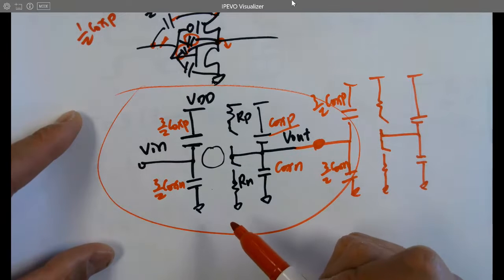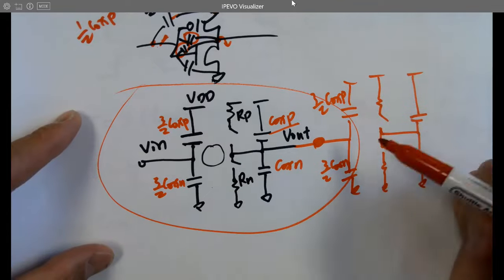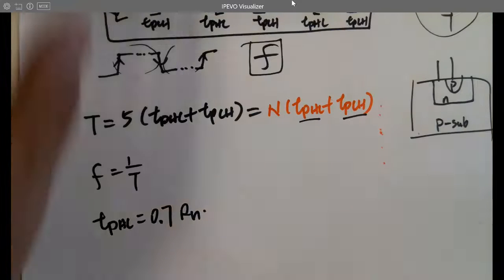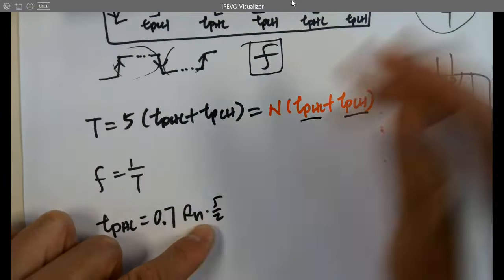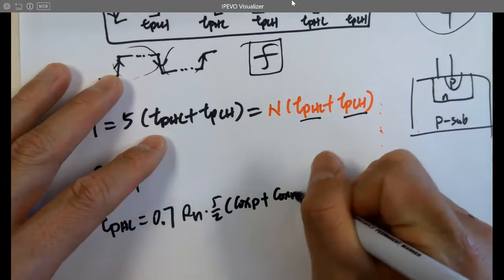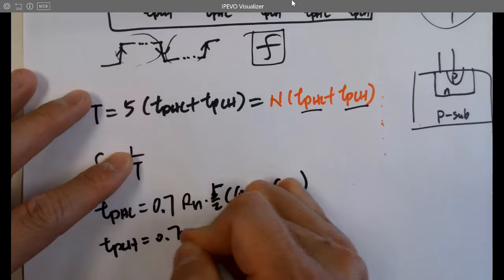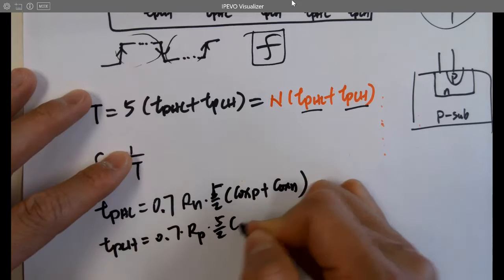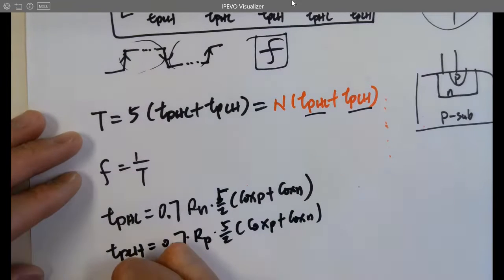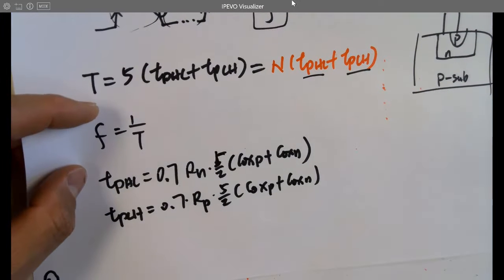When you are looking at high to low, these four caps are always involved, no matter whether it's high to low or low to high. But for high to low, the nMOS channel resistance is involved, so it becomes Rn times 5/2 of (Cox p plus Cox n). So TPLH equals 0.7 times Rp times 5/2 of (Cox p plus Cox n). Any questions on this? Pretty straightforward.